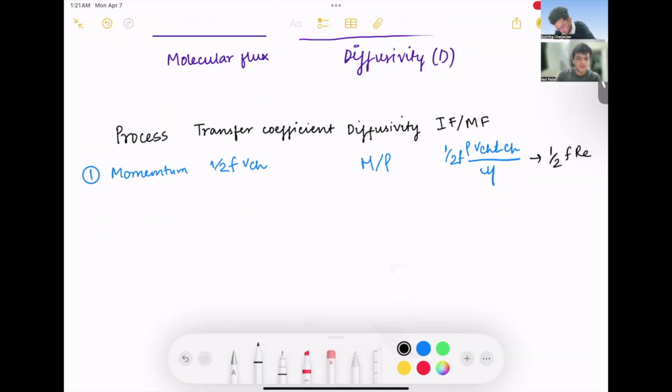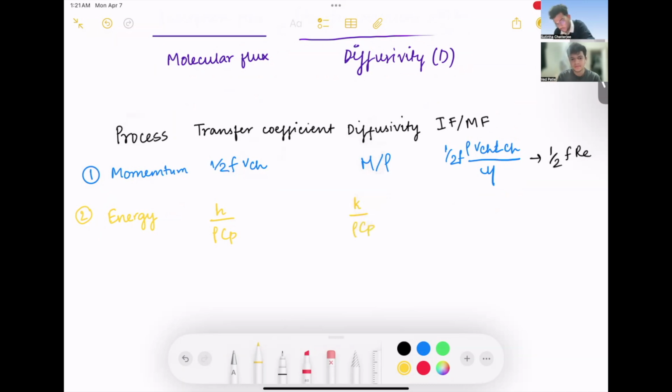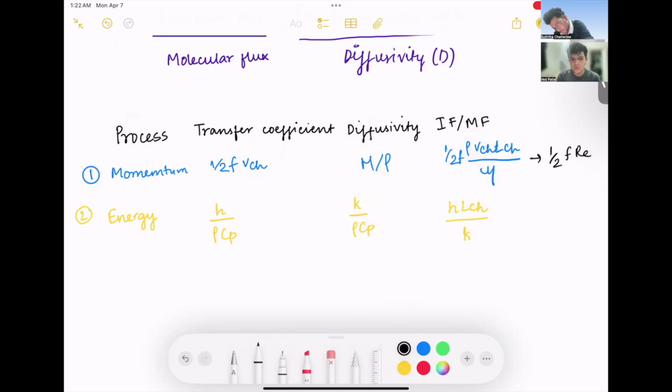Now our second process, which is energy transfer. Transfer coefficient can be written as H upon rho Cp. Diffusivity can be written as K upon rho Cp. And interface flux upon molecular flux can be written as H LCH by K, which equals Nusselt number.